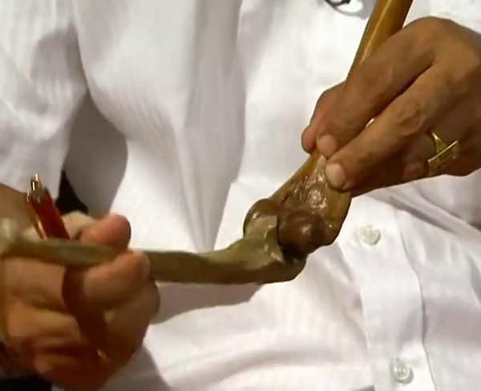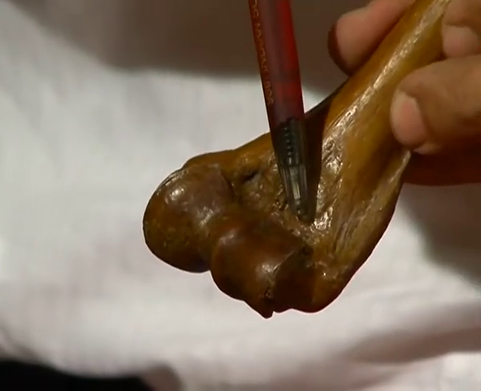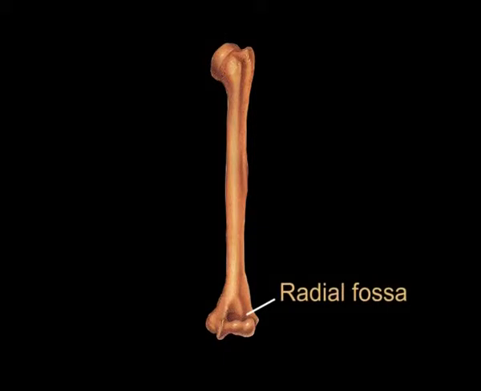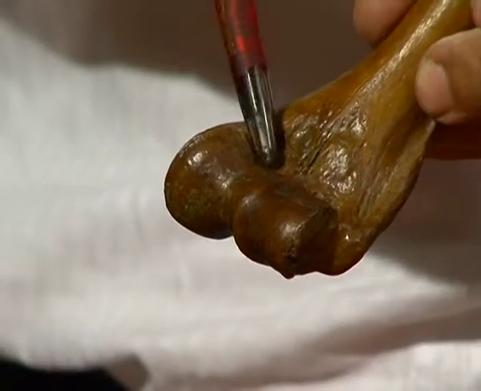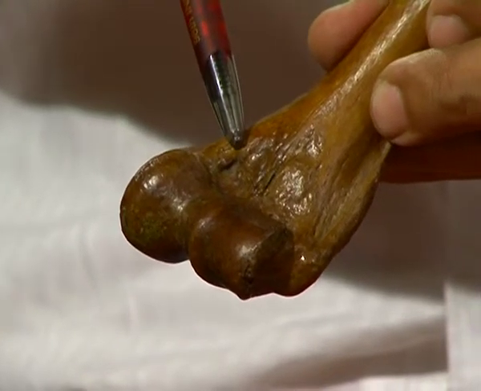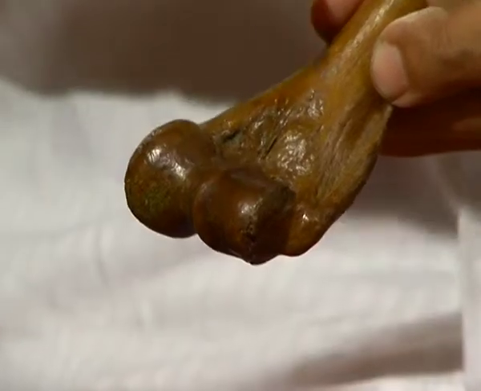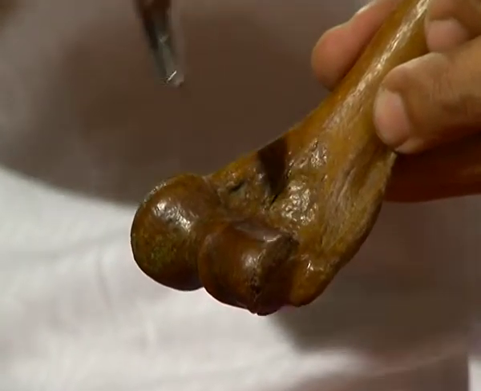See, in the flexed position, see. This smaller fossa is radial fossa, and this larger fossa is coronoid fossa. Coronoid fossa receives the coronoid process of ulna, and radial fossa receives the radial head.